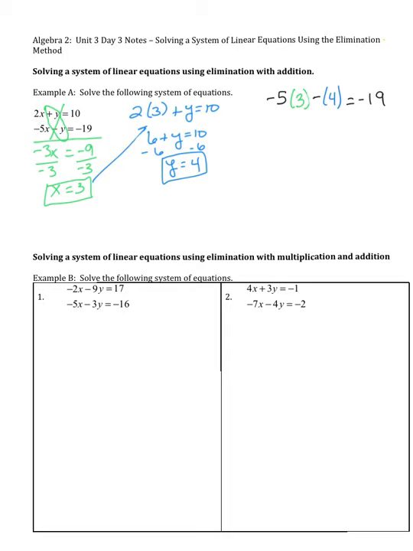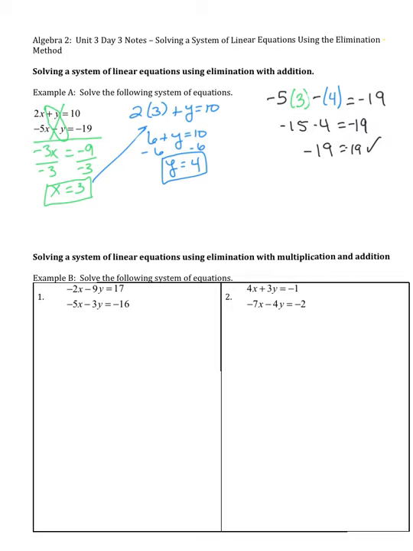So let's do the math. Negative 5 times 3 is negative 15. Minus 4 equals negative 19. Negative 19 does equal negative 19. We did the math right. So if we came out with a statement that didn't make sense, that means we did something wrong and we would have to go back and check. Let that sink in the brain.